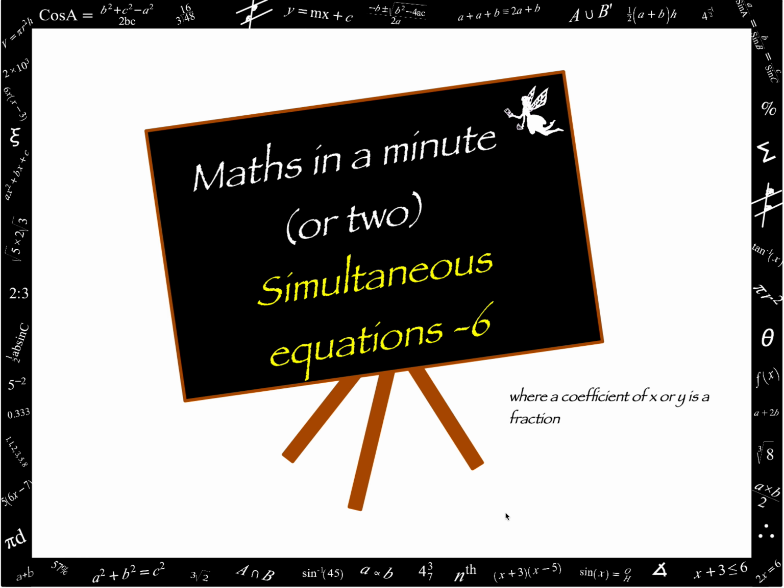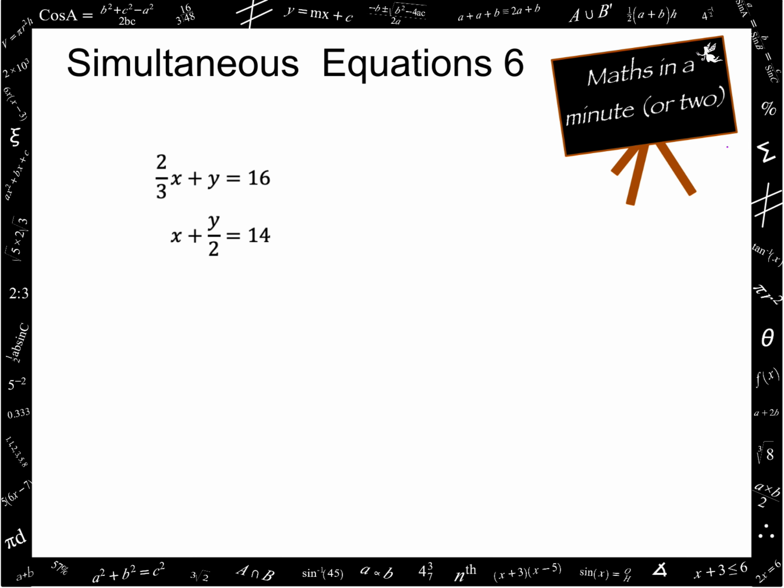Simultaneous equation 6. Now in this case we've got a coefficient of x or y, and in this case we've got one of each, which is a fraction. Okay, let's see how we would deal with this. First of all, we have to try and make one of the coefficients the same, and so the best plan here would be to, let's call that number 1 and we'll call that number 2, to get rid of the fraction in both cases.